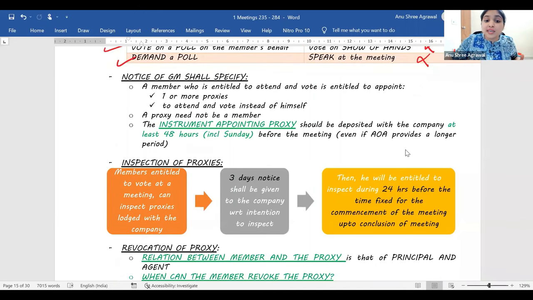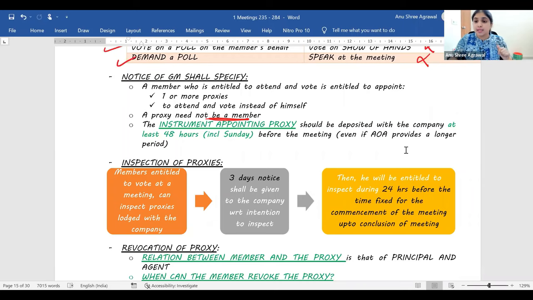All right. In the notice, it should be clearly written that shareholders, if you want, you can appoint proxies. Proxy need not necessarily be a member, but in which company does a proxy have to be a member? Generally, a proxy may be a member, may not be a member. But in which companies does a proxy have to be a member? In Section 8 companies, it is mandatory that the proxy has to be a member.